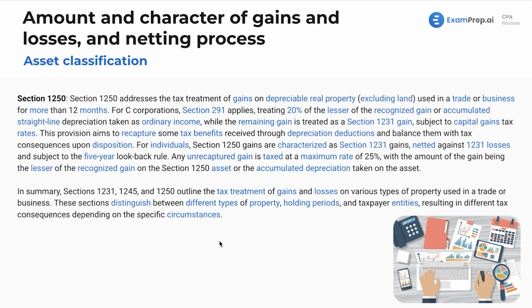This is why you've got to get through all the material and then maybe go through the material again. You have time for review, all that good stuff. Now, in summary here, all of these sections outline the tax treatment of gains and losses on various types of property used in a trade or business. These sections distinguish between different types of property, holding periods, and taxpayer entities, resulting in different tax consequences depending on these specific circumstances. And oh boy, are there a lot of circumstances that we've seen here.